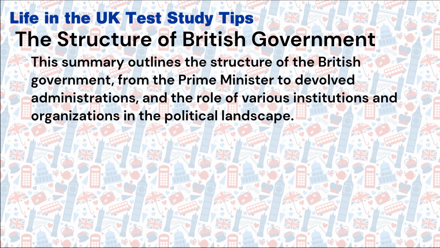This summary outlines the structure of the British government, from the Prime Minister to devolved administrations, and the role of various institutions and organisations in the political landscape.